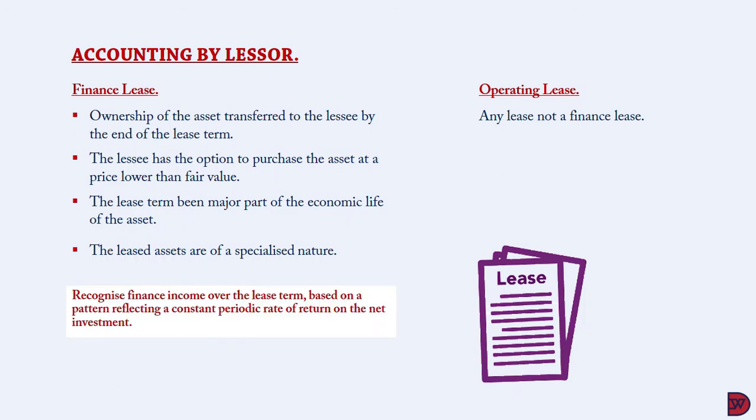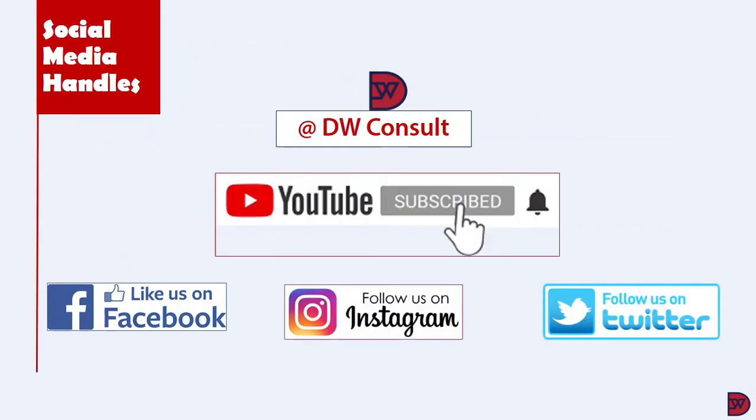Upon the lease commencement, a lessor shall recognize assets held under a finance lease as a receivable at an amount equal to the net investment in the lease. A lessor recognizes the finance income over the lease term of a finance lease based on a pattern reflecting a constant periodic rate of return on the investment. A lessor recognizes operating lease payments as income on a straight line basis or in a pattern that is representative of the payment schedule. So fellas, that is all we have to discuss on leases.